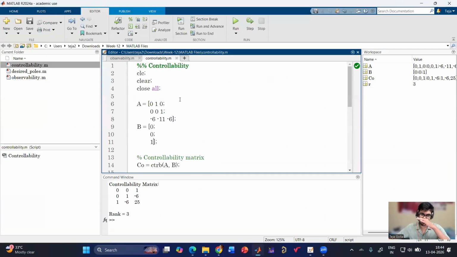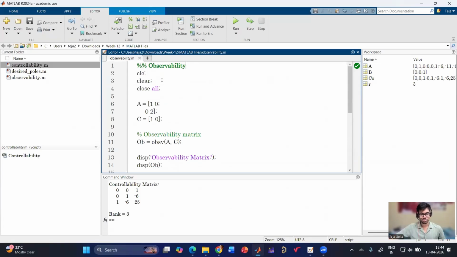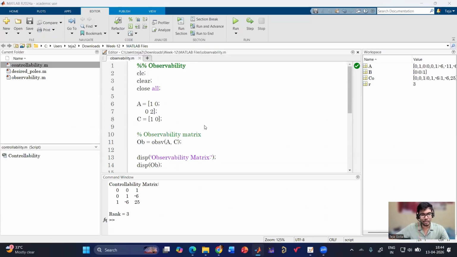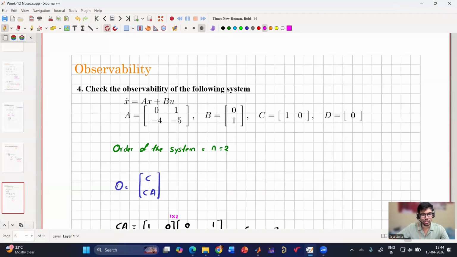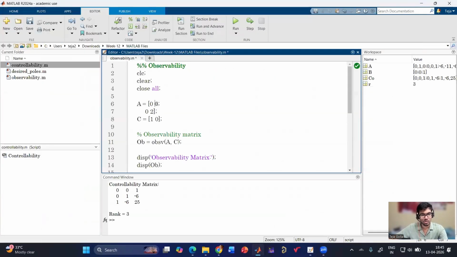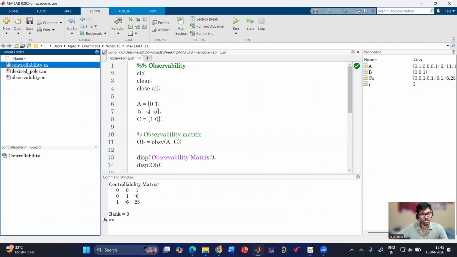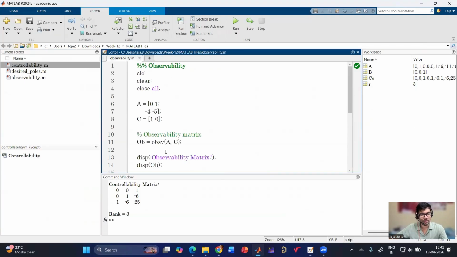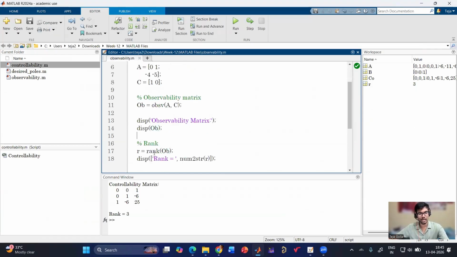So this is the controllability code, and similarly we have the observability code. Again, I'll upload all this code to the drive so you can also play with it. My A matrix is [0, 1; -4, -5]. C is [1, 0]. Here controllability has CTRB, and observability has OBSV. This is the command, and it will directly give the matrix, which I am displaying, and then the rank also.